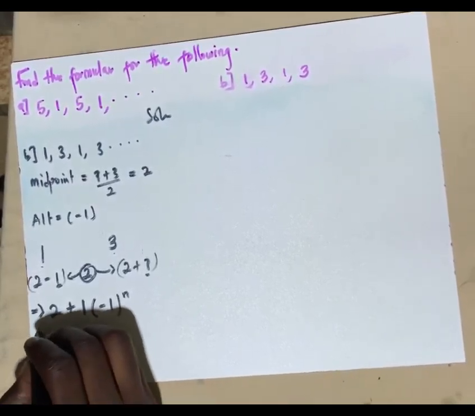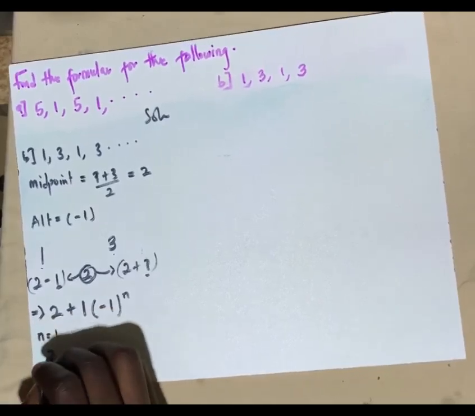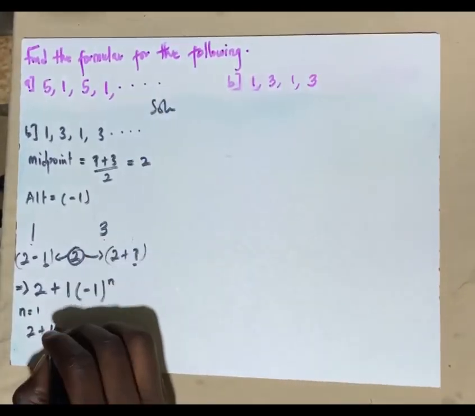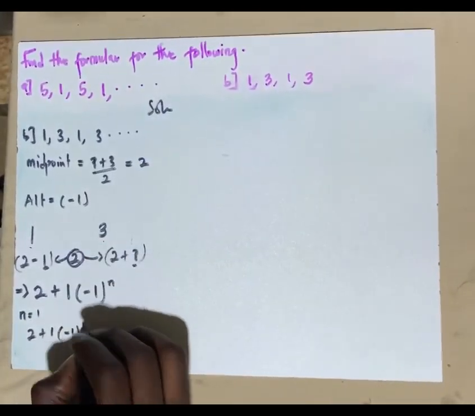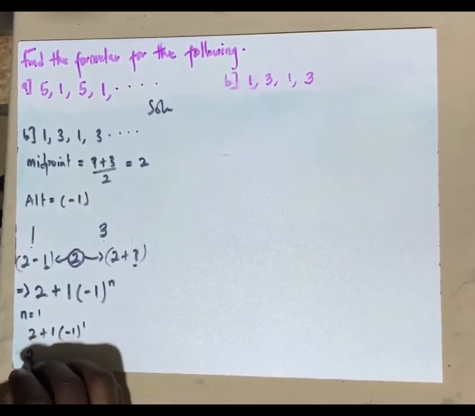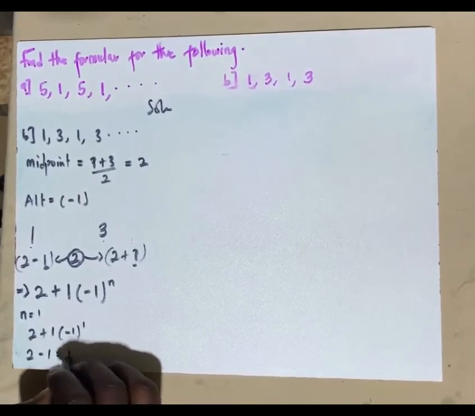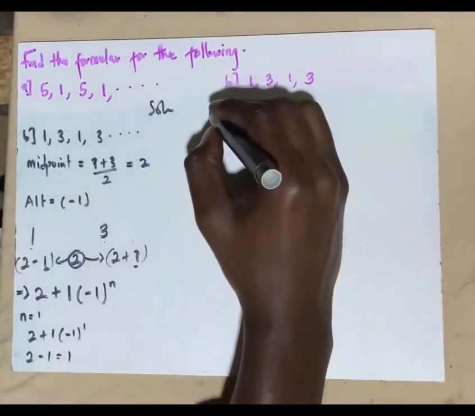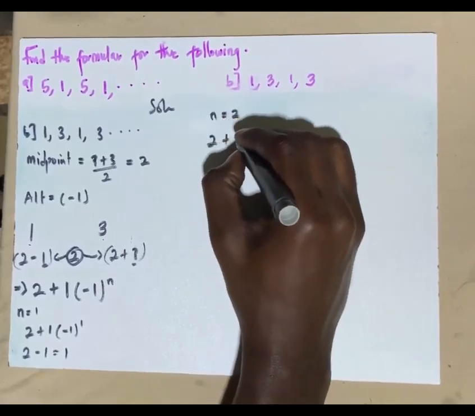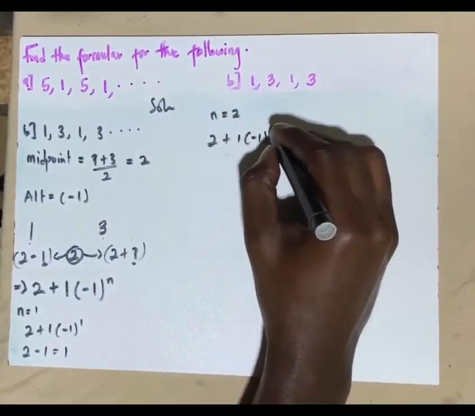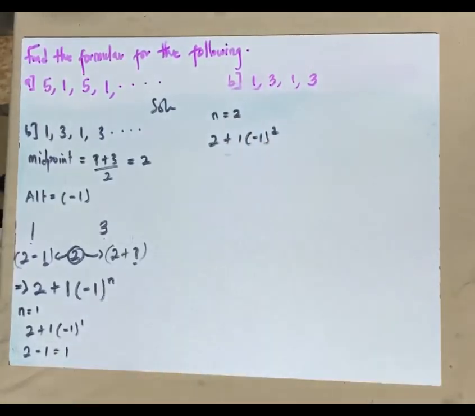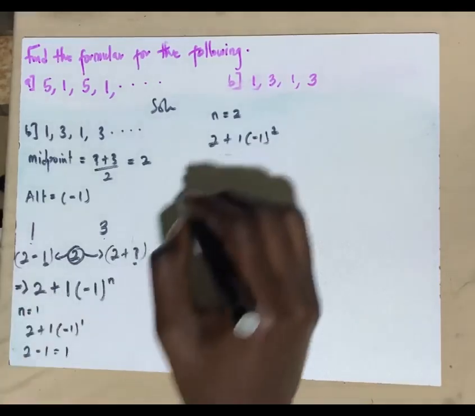So let's see, when n is equal to 1, what do we have? We have 2 plus 1 minus 1 to the power 1. Now, you obviously know that anything raised to the power 1 is the same thing. So you are going to get 2 minus 1, which is equal to 1. Now, let us see when n is equal to 2. When n is equal to 2, we have 2 plus 1, negative 1, and we have 2. Very good.